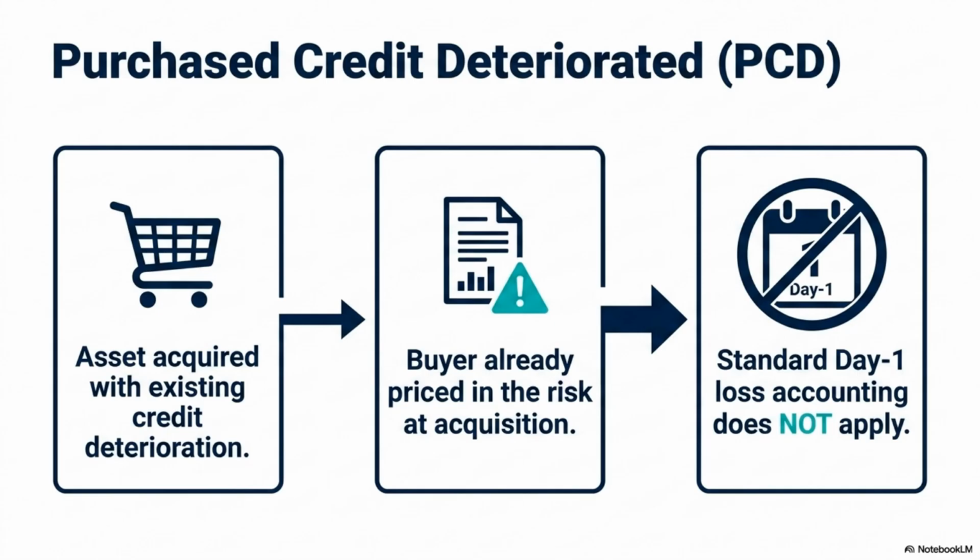Purchased credit deteriorated assets, called PCD assets, arise when a company acquires a financial asset that already carries more than insignificant credit deterioration since it was originally created. The buyer already priced in the credit risk when negotiating the purchase price, so recording an additional day 1 credit loss would double count that risk and produce a misleading result. For this reason, standard day 1 loss accounting does not apply to PCD assets.